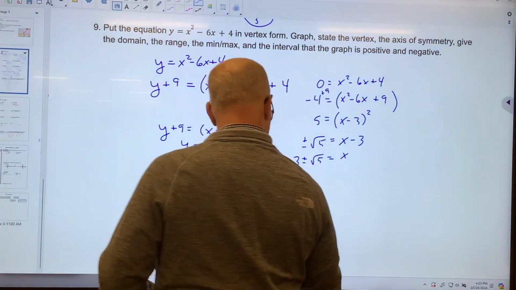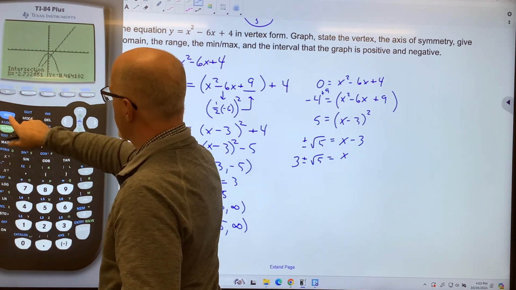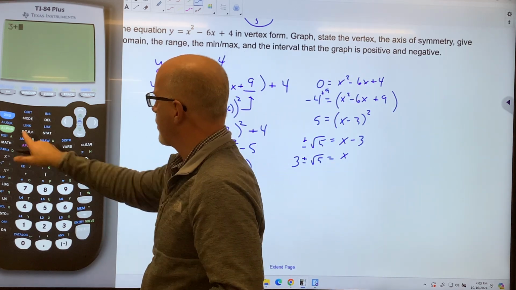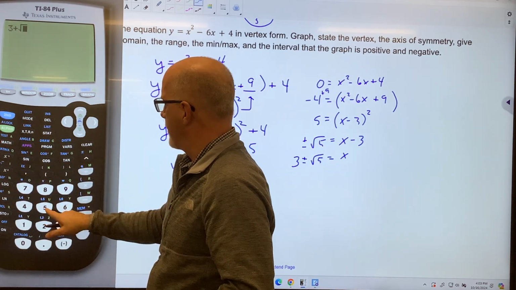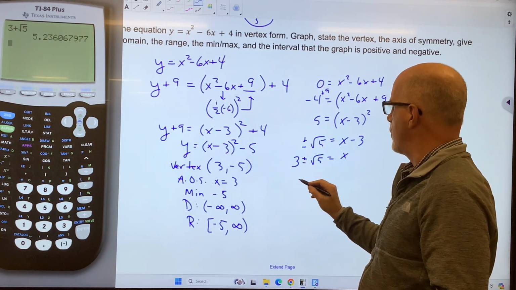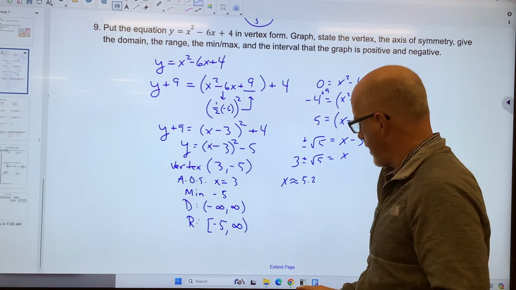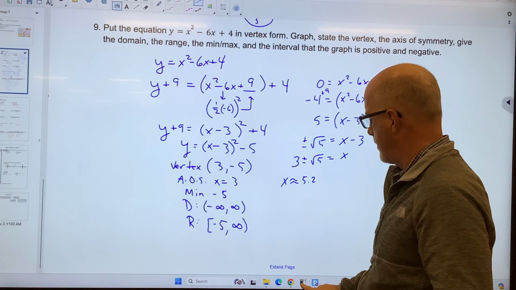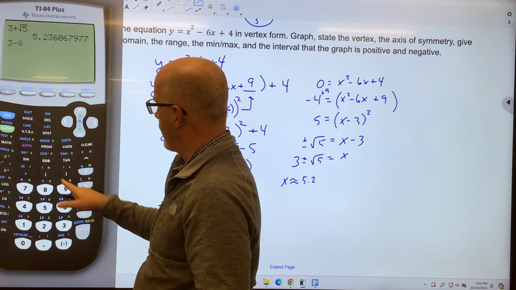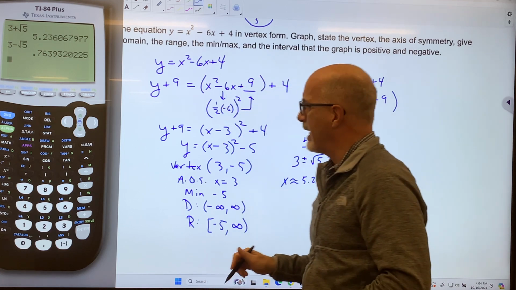So let's go to the calculator portion. On this, we're going to go with 3 plus the square root of 5. That's going to give us about 5.2. We're going to round on this one, so x is about 5.2. And then the other value, let's do 3 minus the square root of 5. That's going to give me about 0.8.